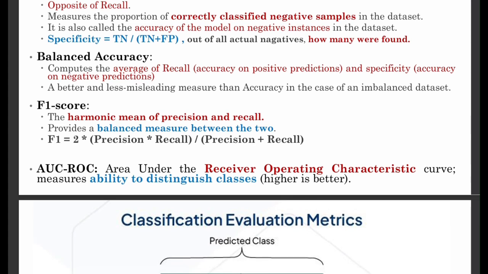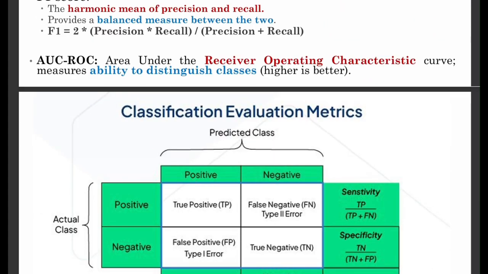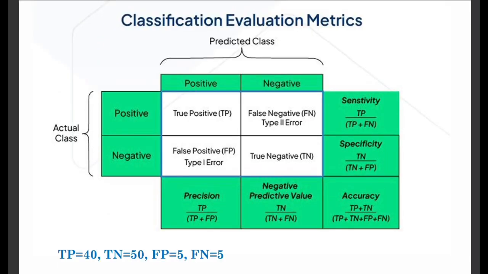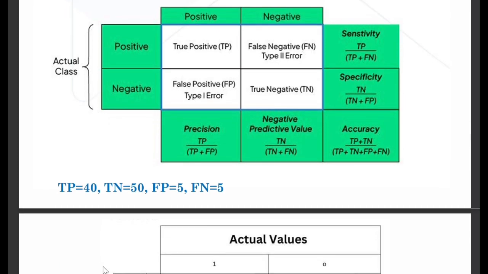Now, let's talk about the classification metric formulas, and these are the example values. Here, sensitivity is TP divided by TP plus FN, and specificity is TN divided by TN plus FP. Accuracy is TP plus TN divided by TP plus TN plus FP plus FN. Negative predictive value is TN divided by TN plus FN, and precision is TP divided by TP plus FP. Here we have true positive, false negative, false positive and true negative. These are the example values.